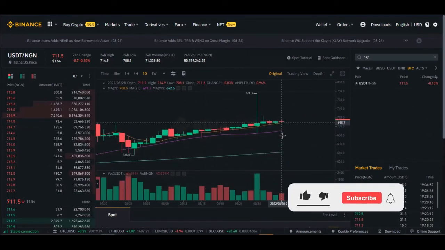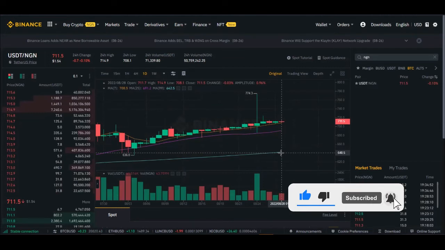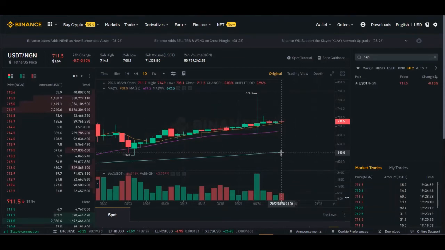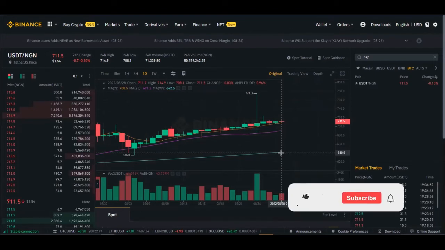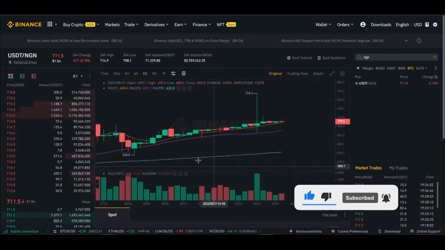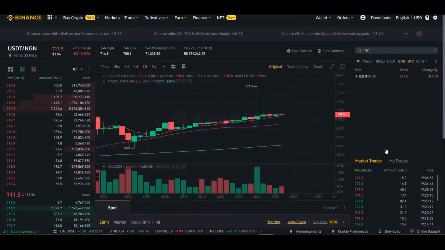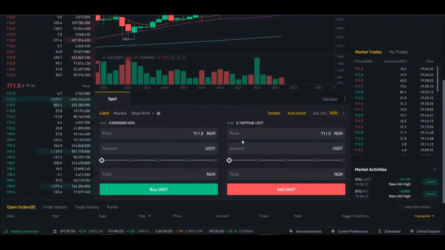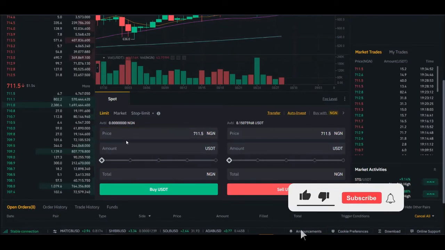Let's say you want to buy. I'm sure that because of elections and the rest, the dollar will actually rise close to 1,000 Naira when money starts moving around. I believe this dollar will actually hit 1,000 Naira or so. So what you can do is buy. Use a limit order. You come in here, you want to buy NGN using USDT.